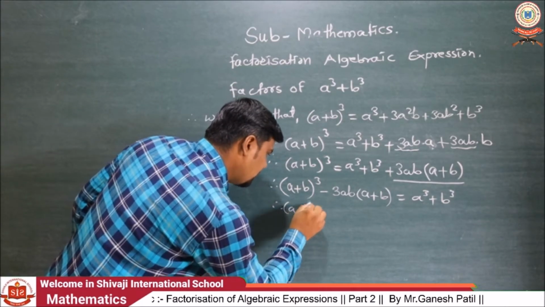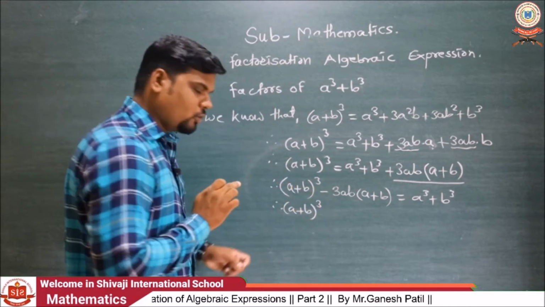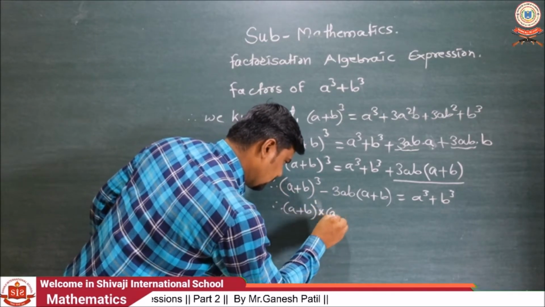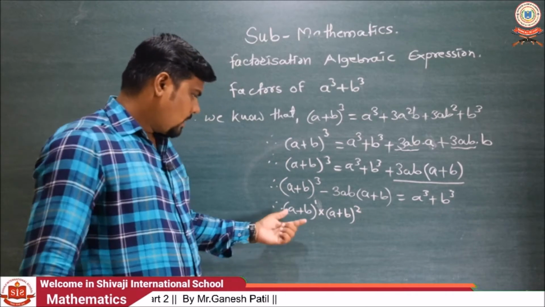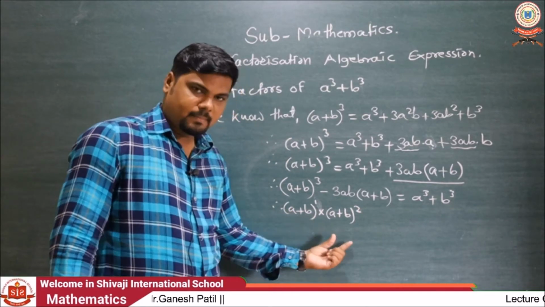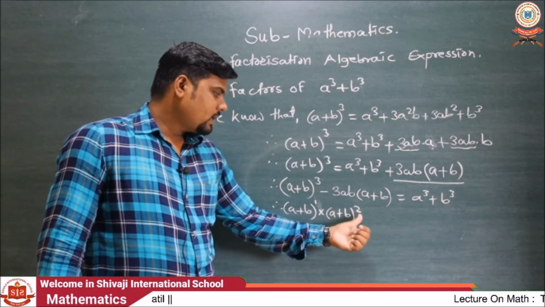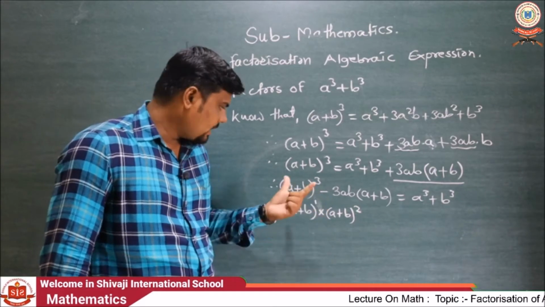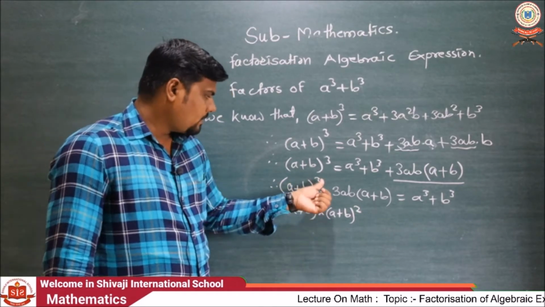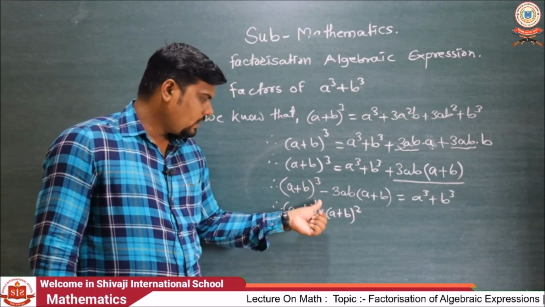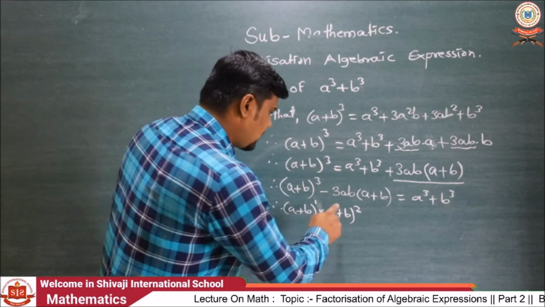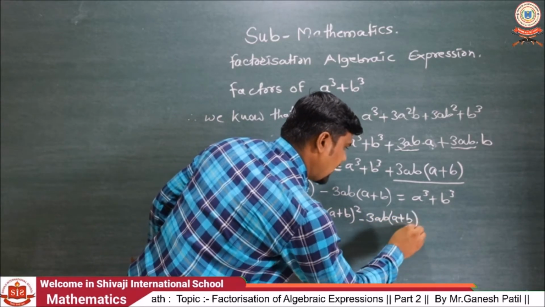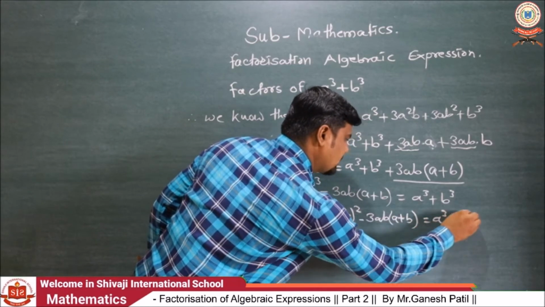Now (a plus b) whole cube is divided into a square and 1. By the rule of indices, the base is the same and it is a multiplication, so we add the powers: 1 plus 2 is 3. We can write (a plus b) cube in the form (a plus b) raised to 1 into (a plus b) square. Write the next step as it is: (a plus b) and a cube plus b cube.